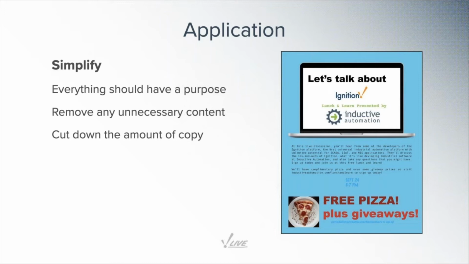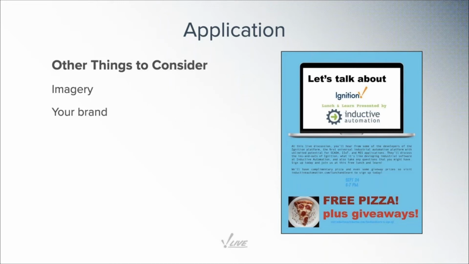So let's talk about some other things to consider. Imagery: we touched on this in the last slide, but when thinking about a main image for your piece of content, whether it's the background image or a foreground image, it should really help reinforce the content and possibly your brand as well. So that when someone sees that image just in itself, they say, oh, that's so-and-so, or that's Ignition, that's Inductive Automation.